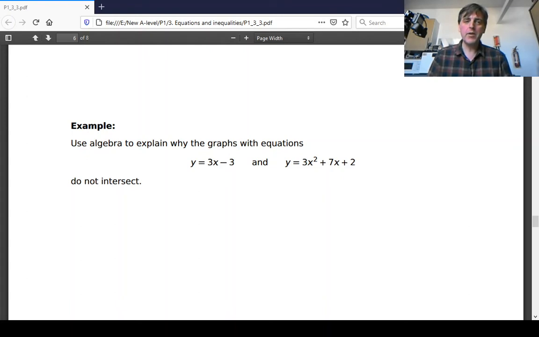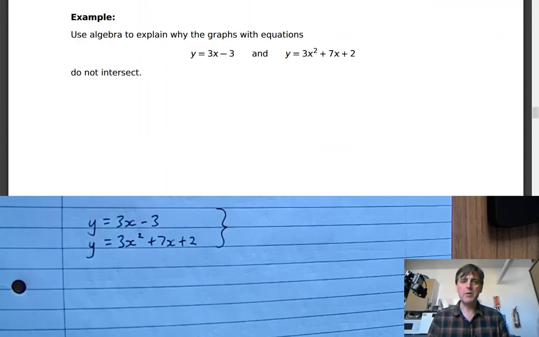Let's have a look at the example which I've now put on the screen here, and we're going to have a look at this one together. I'm going to go through this one because we've been asked to use algebra to explain why those graphs there with those equations do not intersect. Now of course we could plot the graphs, we could get some technology, or we could even get some graph paper out and plot it ourselves, but that's not using algebra. So how can we use algebra to explain why these graphs will not intersect?